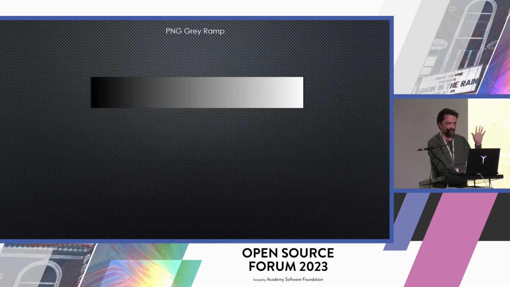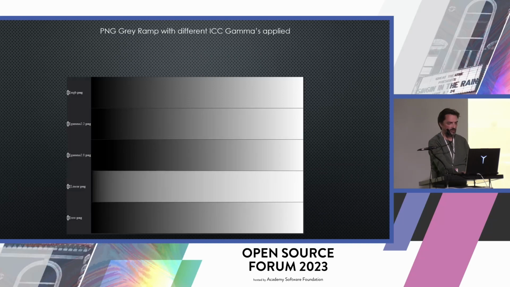Now, just to make it visually a little bit more interesting, let's illustrate some of these. Start off with a gray ramp in a PNG file. This is what an ICC profile would do when applying different gammas. You can see the gammas I'm trying to apply down the left-hand side. So ICC profiles do a pretty good job. I think this was actually done in Chrome.